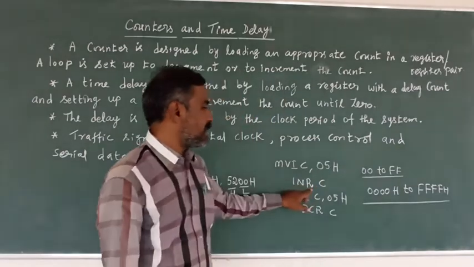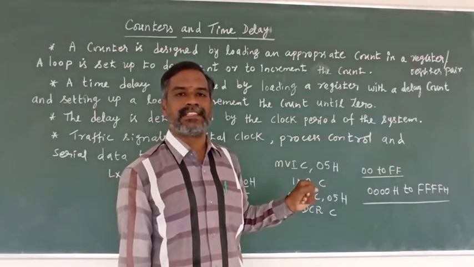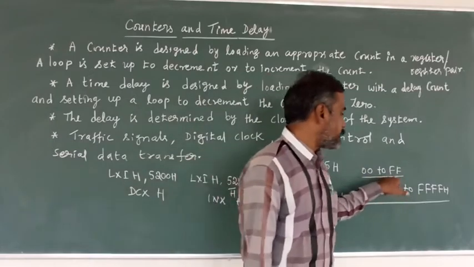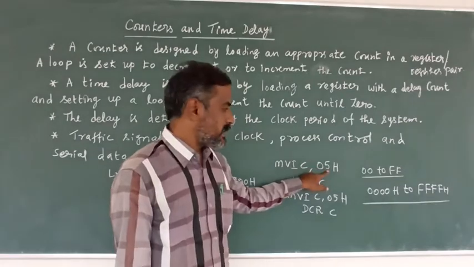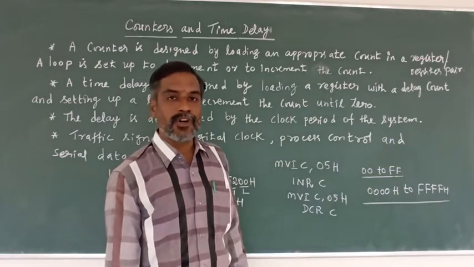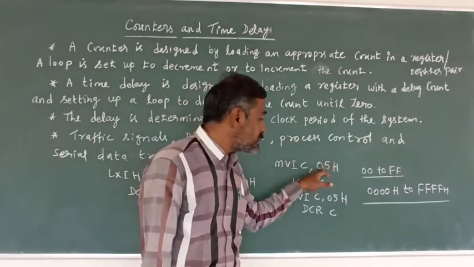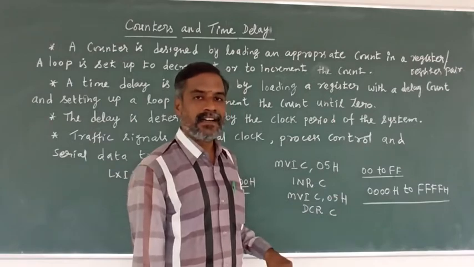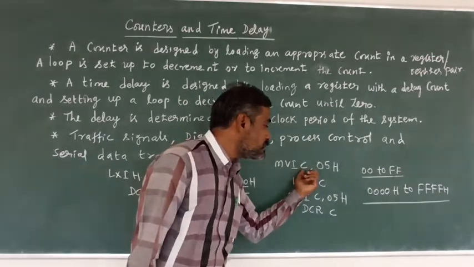Now, to increment or decrement, this process will be done within microseconds. Suppose we increment the C register value from 05 up to FF. Within microseconds it will reach the value FF. So we cannot view the in-between data 05, 06, 07, 08 like that.